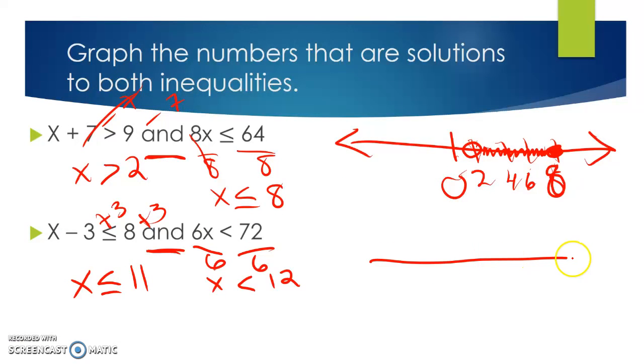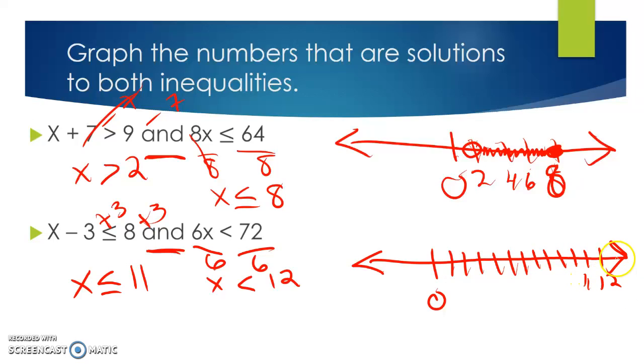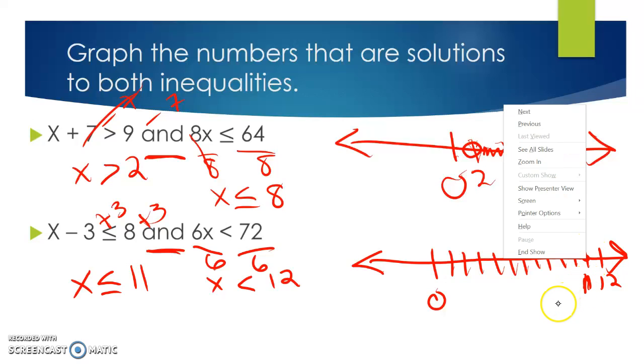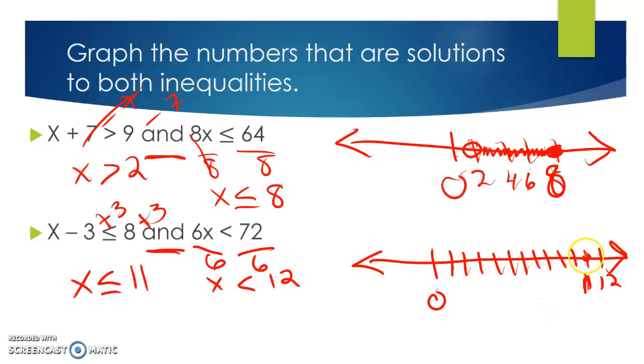So, I'm going to put 0 here. So it's going to go on for a little bit. 1, 2, 3, 4, 5, 6, 7, 8, 9, 10, 11, 12. 11 and 12. All the numbers that are less than 11 or equal to 11 and less than 12.